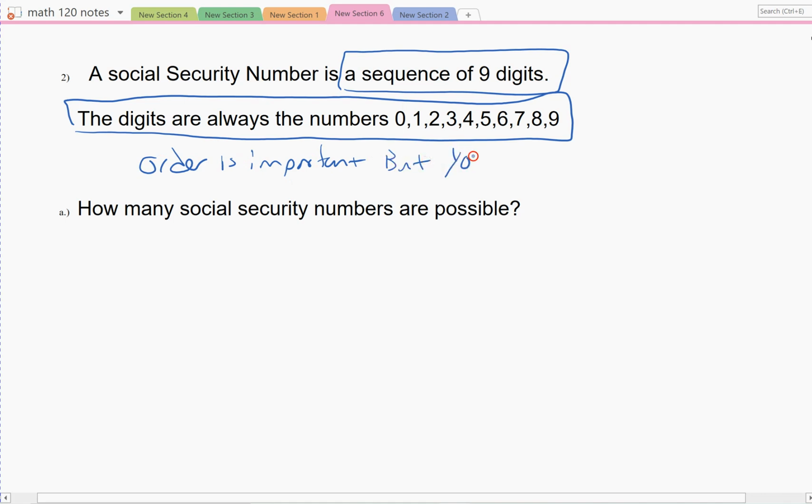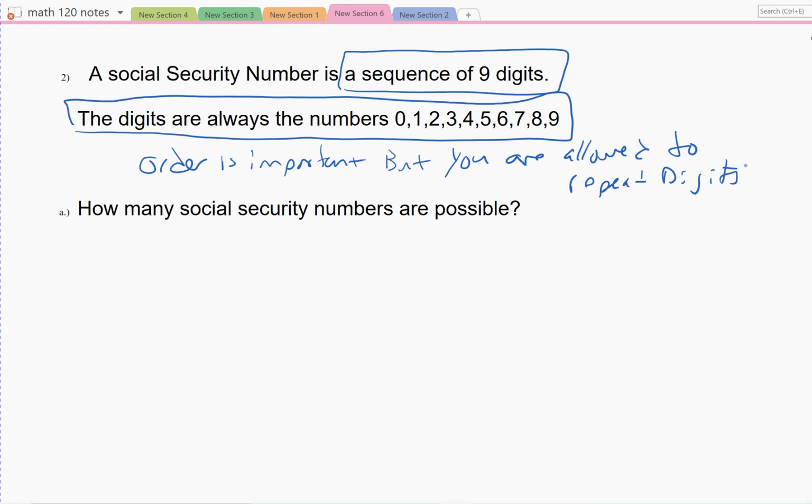But you are allowed to repeat digits. And I'm going to have a video based on the difference between repeats and not repeats because it's important. In the first one I couldn't repeat the letters. This one I can repeat the digits. Somebody could have the same number as you in their Social Security number, but the sequence is different. It's the sequence that makes theirs different. They may have the same numbers, but their numbers would show up in a different sequence. Same thing for your phone number or your ID. You're allowed to repeat numbers.